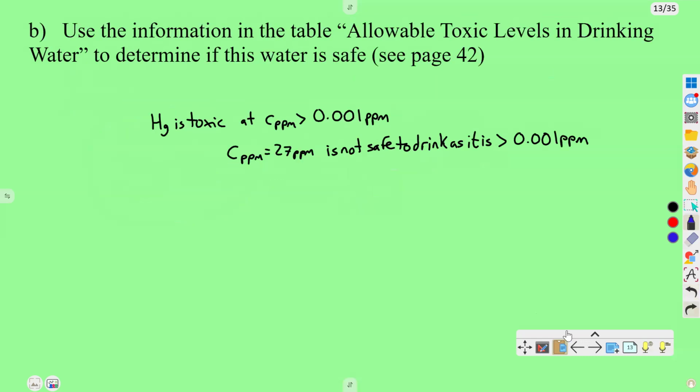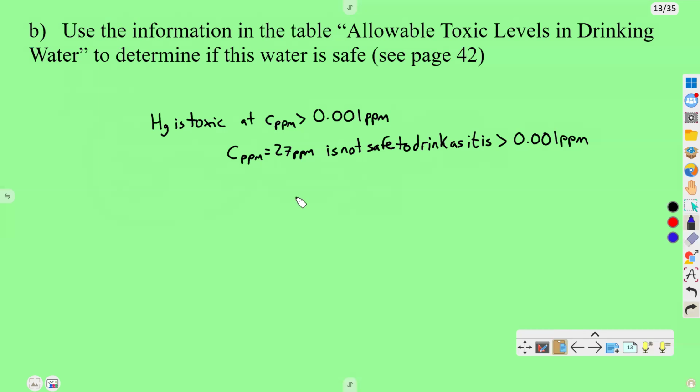Now, when do we use this? Why would we want to use this? Well, there are some chemicals that even in a very small concentration are going to be problematic for us. If you go to page 42, you'll see the allowable toxic level in drinking water for various chemicals. For hydrogen, it is toxic when it has a concentration greater than 0.001 parts per million. So you can have a 0.00 when it comes to parts per million. That's not a problem.